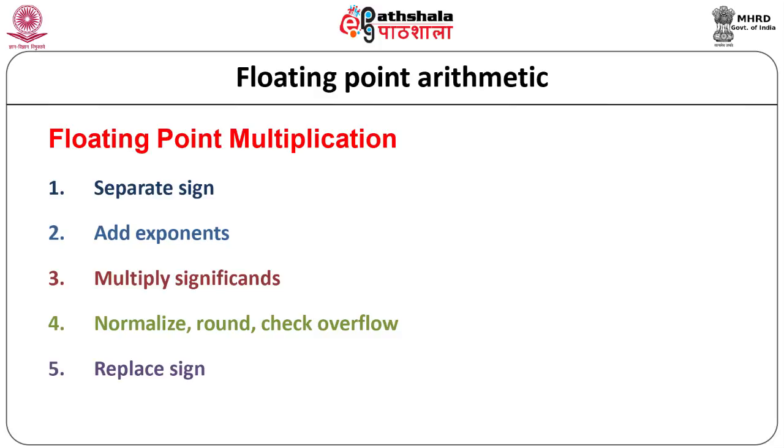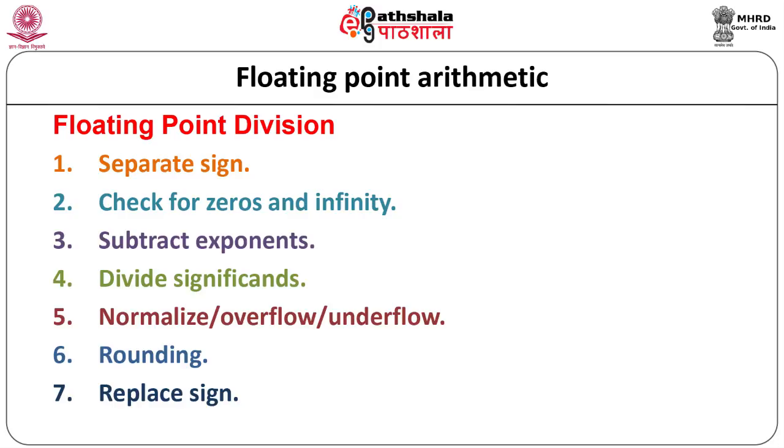Floating point multiplication. The procedure is: step 1, separate the sign bit from the numbers. Step number 2, add exponents of both multiplicand and multiplier. Third, multiply the significands. Further, the result is normalized and rounded, and checked for any overflow. Step 5, replace the sign bit by the sign of the product.